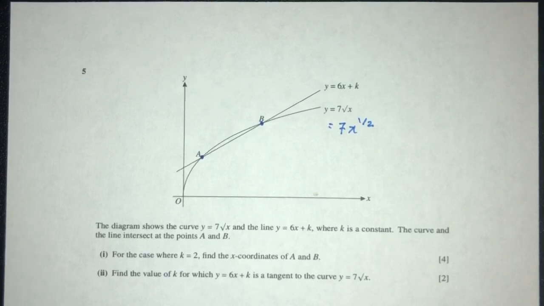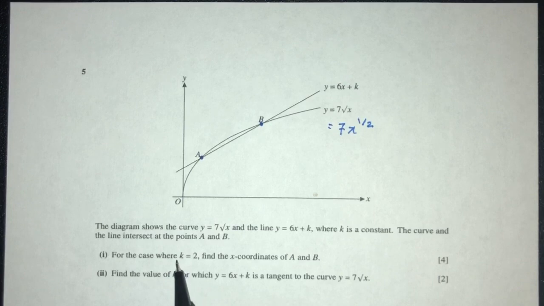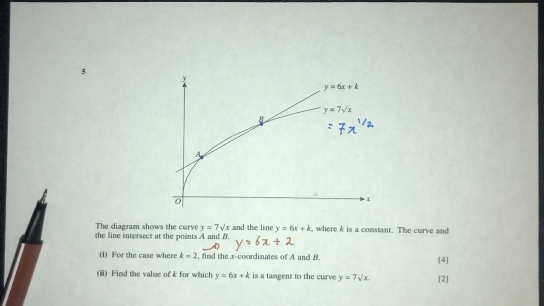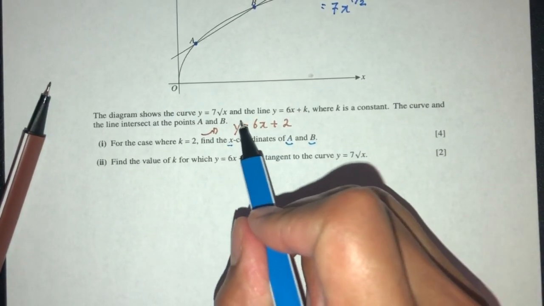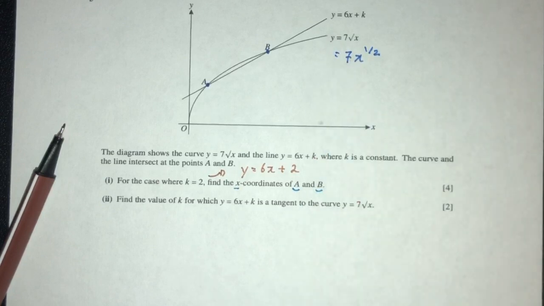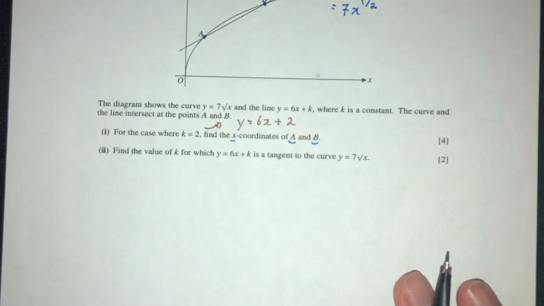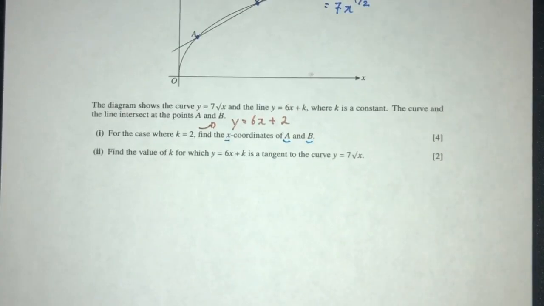Now for the first part, for the value of k, for the case where k equal to 2, if k is 2, the line will be 6x plus 2, right? Now we have to find the x value of the point A and B. So pretty easy. We have to find the points of intersection. So let's replace. So here we have y as subject, here we have y as subject. We just have to solve simultaneously, right? Because the points A and B are the points of intersection.